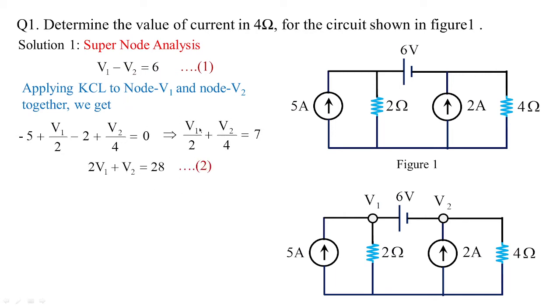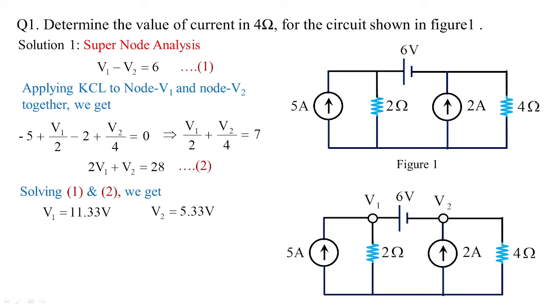You have V1 by 2, V2 by 4, minus 5, minus 2 becomes minus 7, which goes to the right hand side as plus 7. By taking the proper LCM, that is 4, I will get the equation 2V1 plus V2 is equal to 28. You need to solve these two equations to obtain V1 equal to 11.33 volts and V2 equal to 5.33 volts.